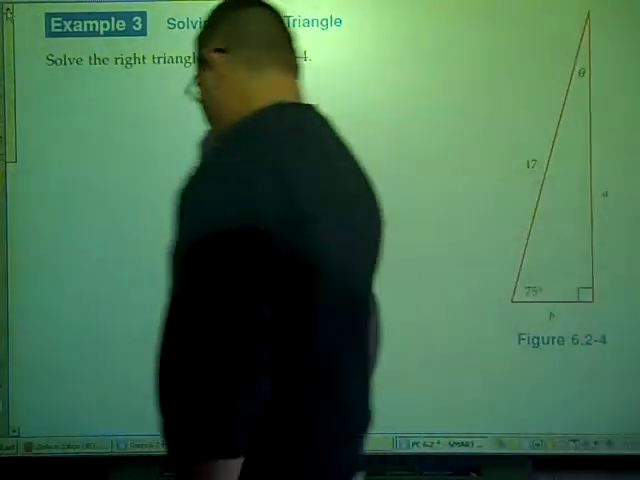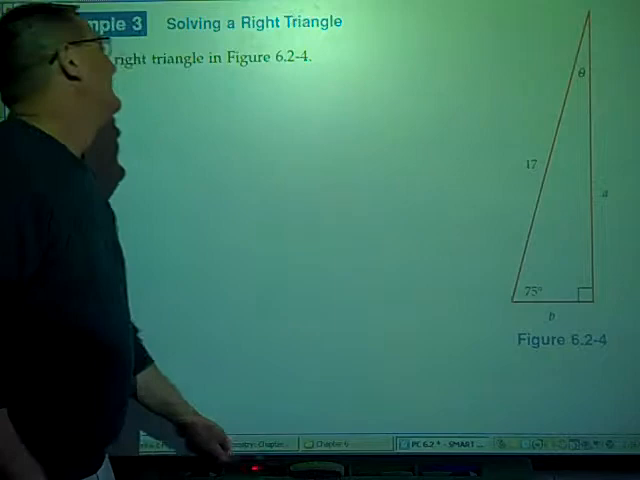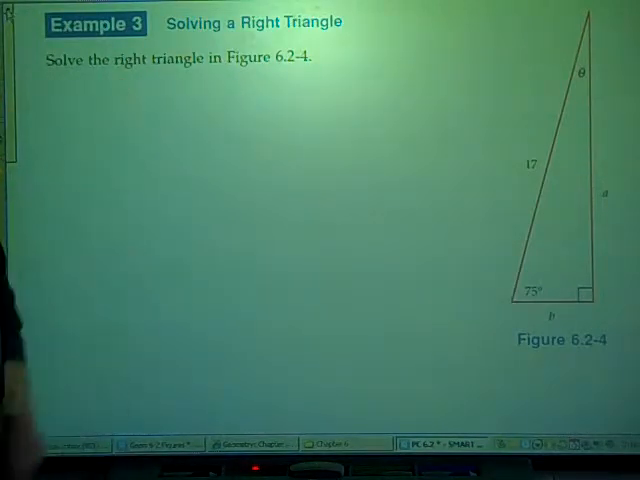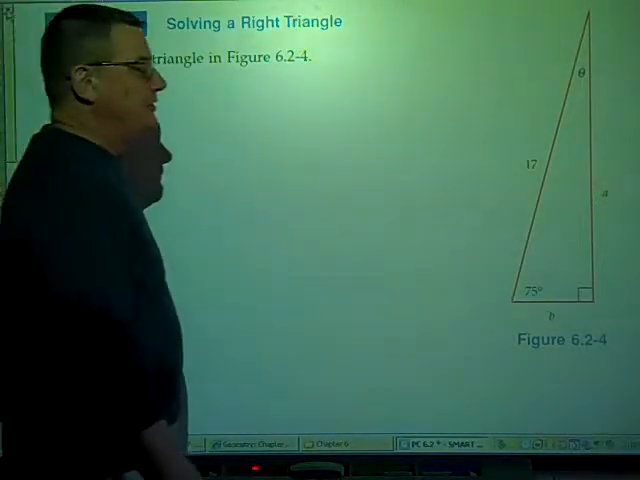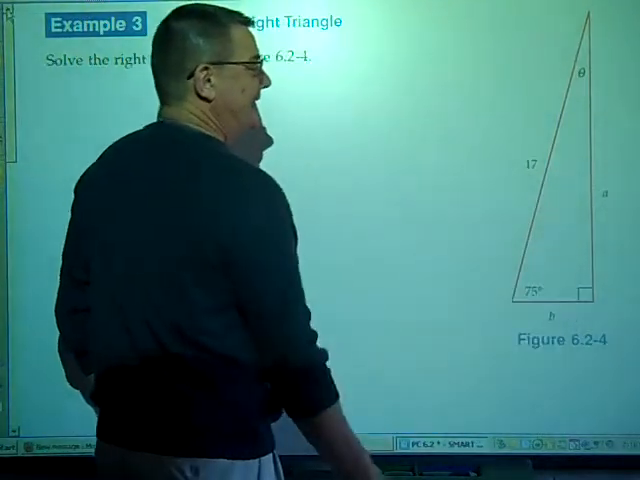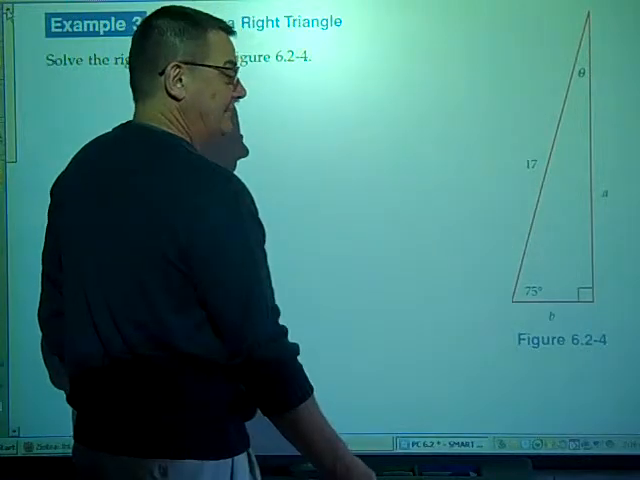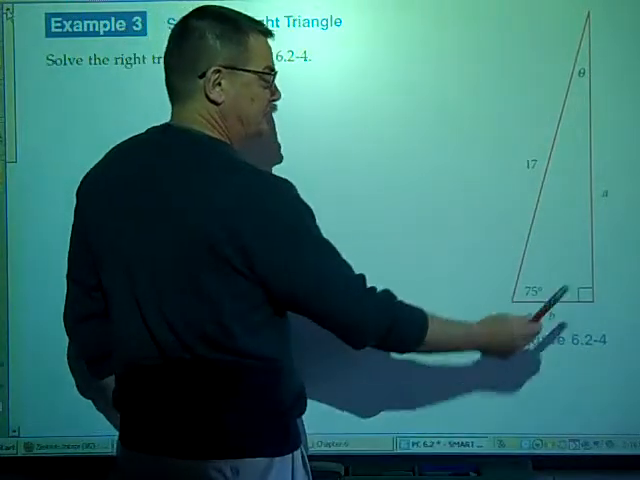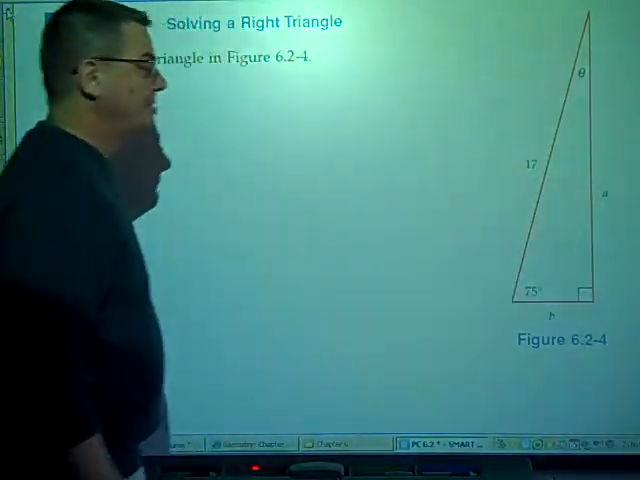Hi, now we're taking a look at section 6.2 and we're doing example 3. Solving a right triangle. When it says solving a right triangle, that means to find all of the missing parts. So you can see over here we have a 75-degree angle, a 90-degree angle. We have one side, the hypotenuse is 17. We have to find all the missing parts, which would be side B, side A, and angle theta.